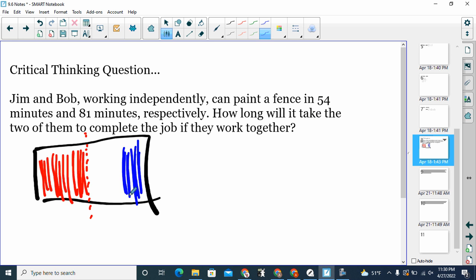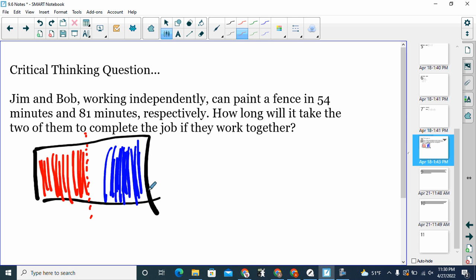It's going to take Bob a little longer because it takes him 81 minutes to do the entire fence, but he gets to the middle in 40.5 minutes. So if they each paint exactly half the fence, it's going to take them 27 minutes for Jim, and then he's going to sit and twiddle his thumbs, and Bob's going to get there in 40.5. Well, we don't want that to happen.